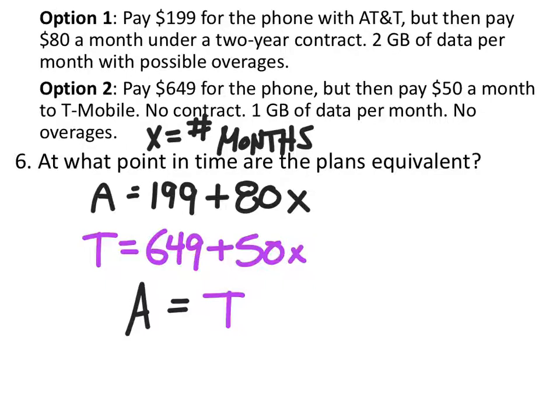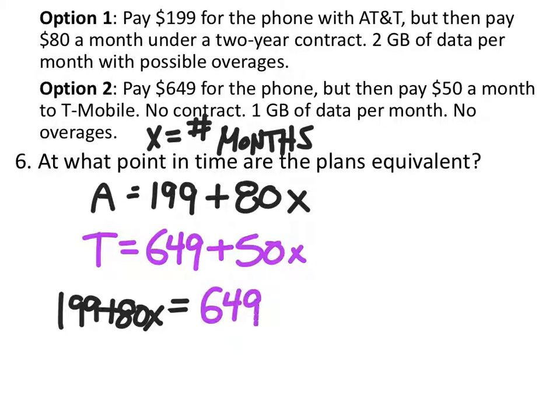And remember, a lot of this class is just learning how to manipulate stuff to be what you want it to be. So instead of having the A there, A for AT&T, I'm just going to replace it with the equation that we found, which was $199 plus $80 a month. And that's for AT&T, right? And again, for T-Mobile, I'm going to replace that one with the equation we had for T-Mobile, which was $649 plus 50 times X.